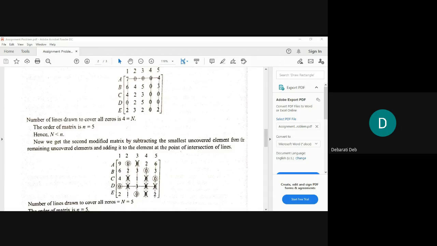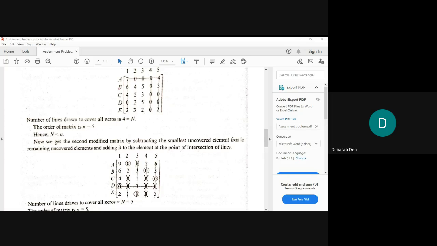Any doubt till this one? Please ask. No doubt, right?